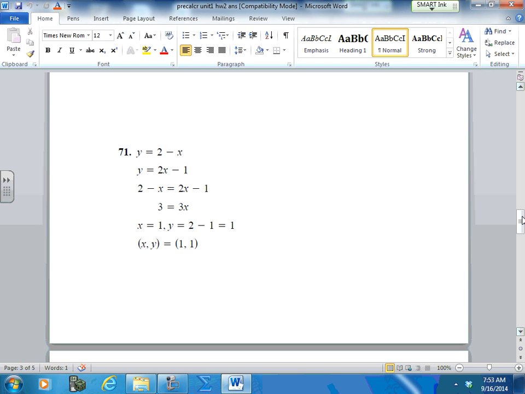Can everybody do, you can do those in your calculator? You do the y equals, and can everybody do an intersect? Or no? Okay.